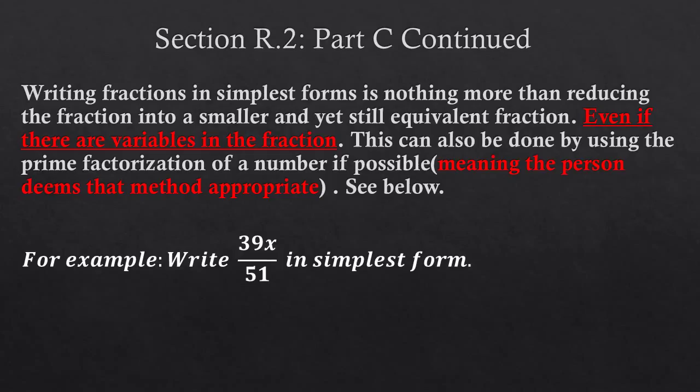39x over 51, we want to write that in simplest form. Now, just because a variable has been thrown into the fraction doesn't mean we cannot still apply the rules of reducing. Can 39 and 51 be reduced? Yes, it can. Both of them can be reduced by 3. 3 goes into 39 13 times and goes into 51 17 times. However, we will keep the x because the numerator started with the x. We cannot simplify it further, so therefore it is the final answer.